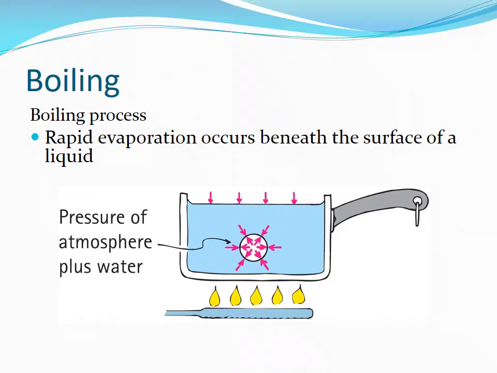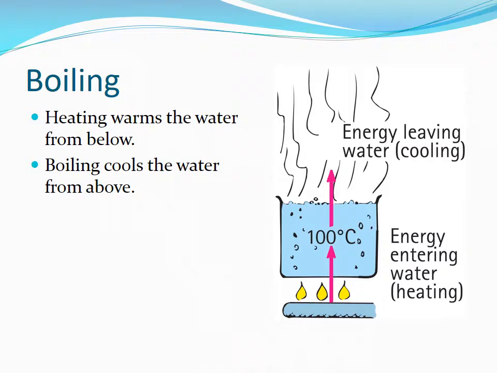The boiling process is rapid evaporation occurring beneath the surface of a liquid. Evaporation beneath the surface forms vapor bubbles. As the bubbles rise to the surface, if the vapor pressure in the bubble is less than the surrounding pressure, then the bubbles collapse. Hence, bubbles don't form at temperatures below the boiling point, when vapor pressure is insufficient. Boiling is heating the water from below, warming it, and cooling the water from above.